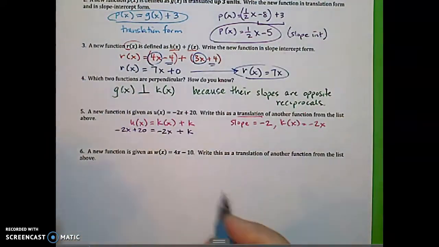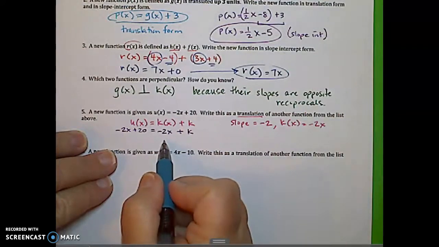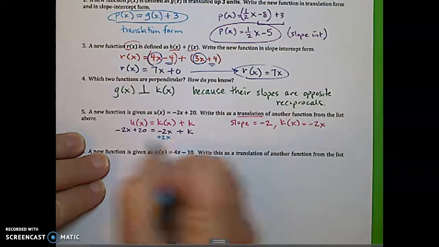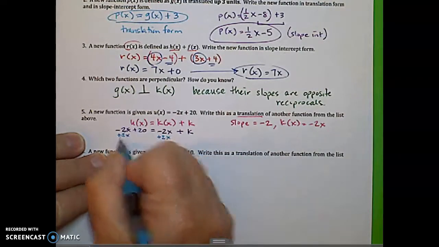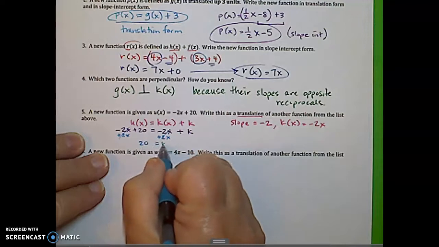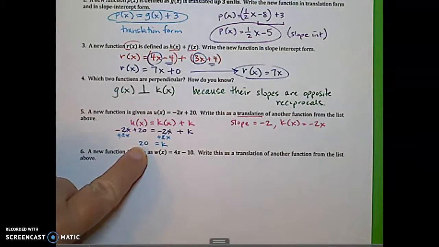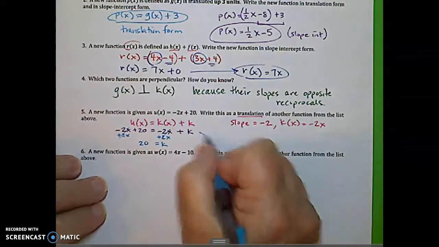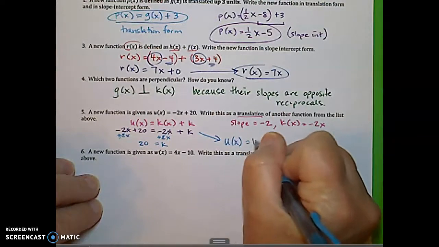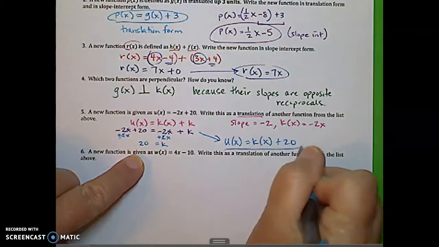Alright, so what I'm going to do is solve this equation for k. I know there are a couple of different variables in there now, but don't worry so much, because guess what? They're going to cancel. If I add 2x to both sides, all I get is 20 equals k. That's my vertical translation, positive 20. So, given that, I'm going to rewrite this. U of x equals k of x plus 20.